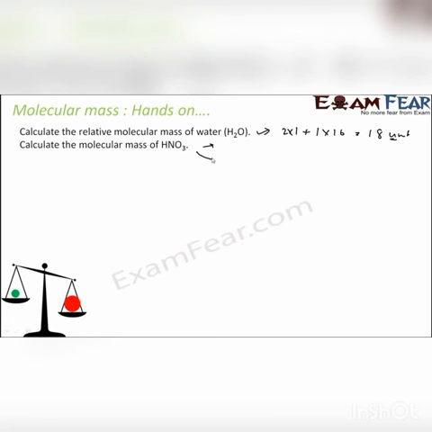And for nitric acid we just found 1 hydrogen, 1 nitrogen, 3 oxygen. So 1 hydrogen is what? 1 into 1. 1 nitrogen is what? 1 into 14. Oxygen is 16. You add it, 48 plus 14 plus 1, 63.